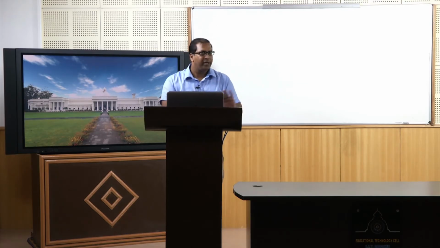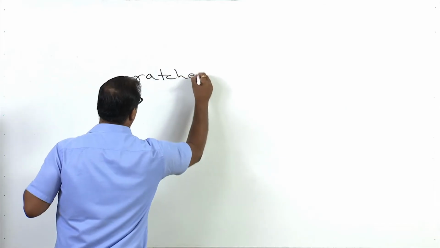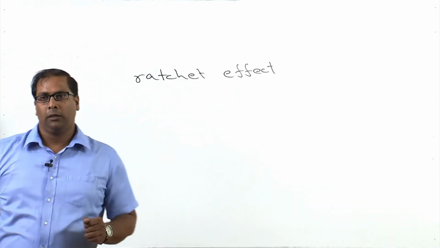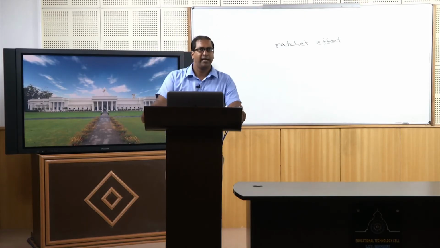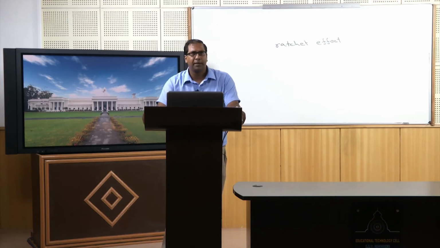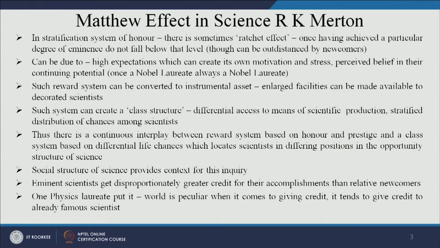Now, why are we discussing this problem of the 41st chair? Because we are connecting it to the Matthew effect as proposed by Robert Merton. He says in the stratification of honor, there is something called the Race effect. What is the Race effect? Once having achieved a particular degree of eminence, the person does not fall below that level. The person can be outdistanced by the newcomers. Why does that happen? It can be due to high expectation, which can create its own motivation and stress.